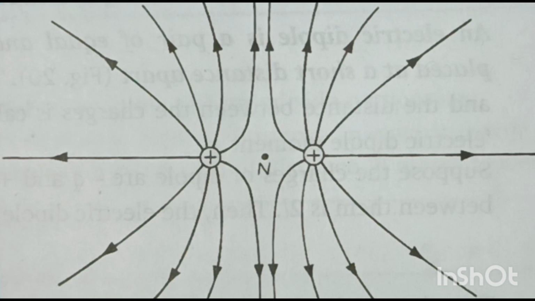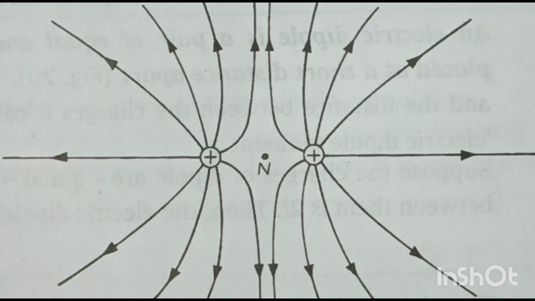The electric lines of force are drawn in the field produced by two equal and similar charges, suppose positive charges. At the midpoint N of the line joining the two charges, the field produced by one charge is equal and opposite to the field produced by the other charge. Therefore at this point the resultant field will be 0, that is at N. This point is called the neutral point.